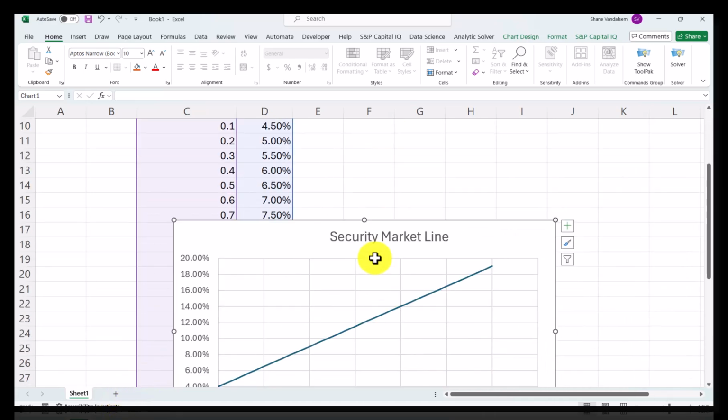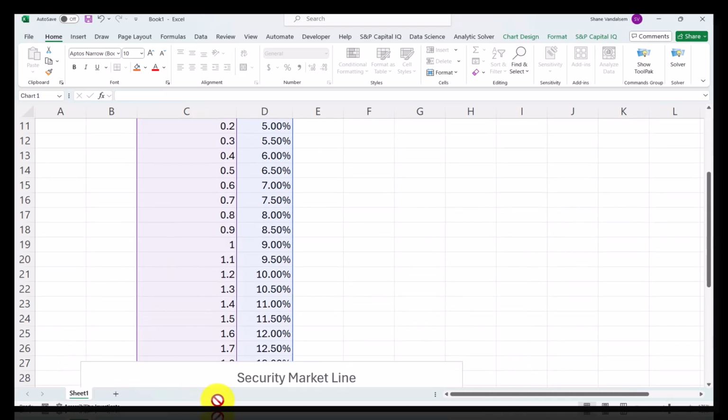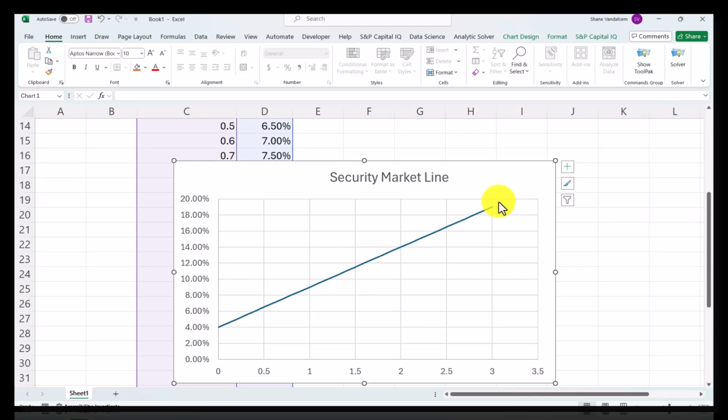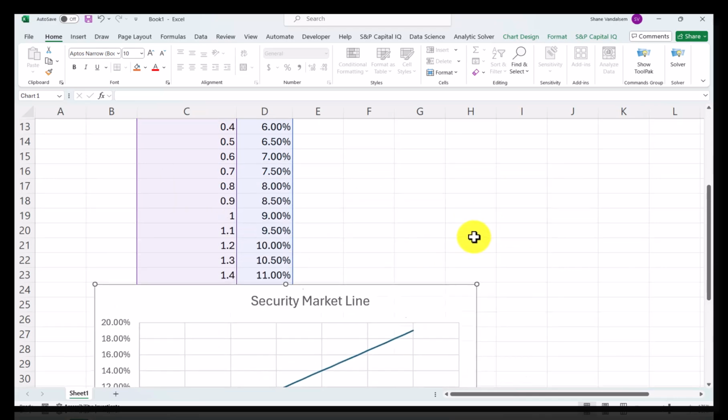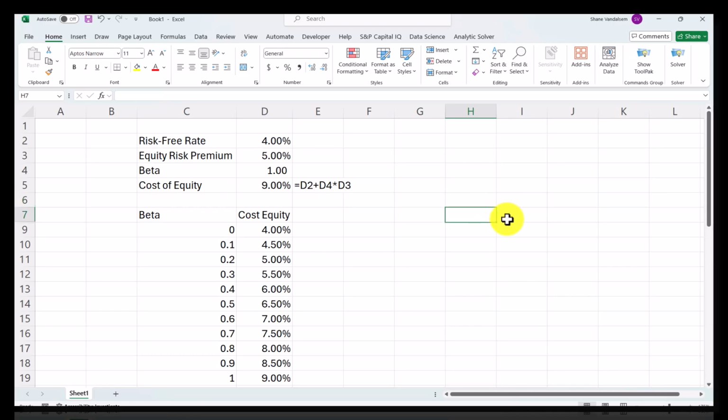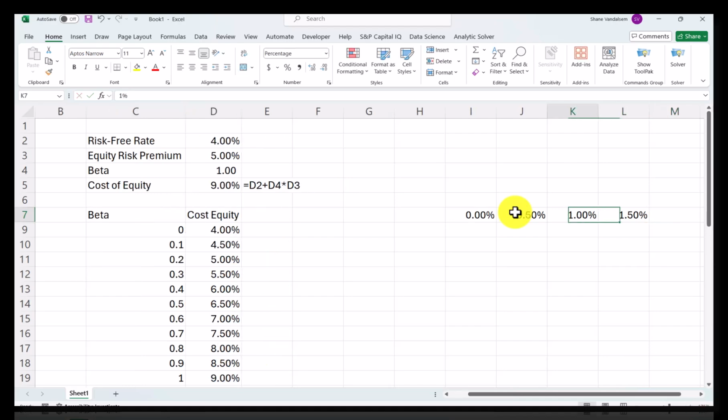and that two-way table is going to have the betas in the column and the risk-free rate in the row. Okay. So in the first row here, I'm going to put in the risk-free rate, and we'll say that it can go down to 0. And then we're going to increase it by increments of 0.5%. So 0.5%, 1%, 1.5%, and then so on.